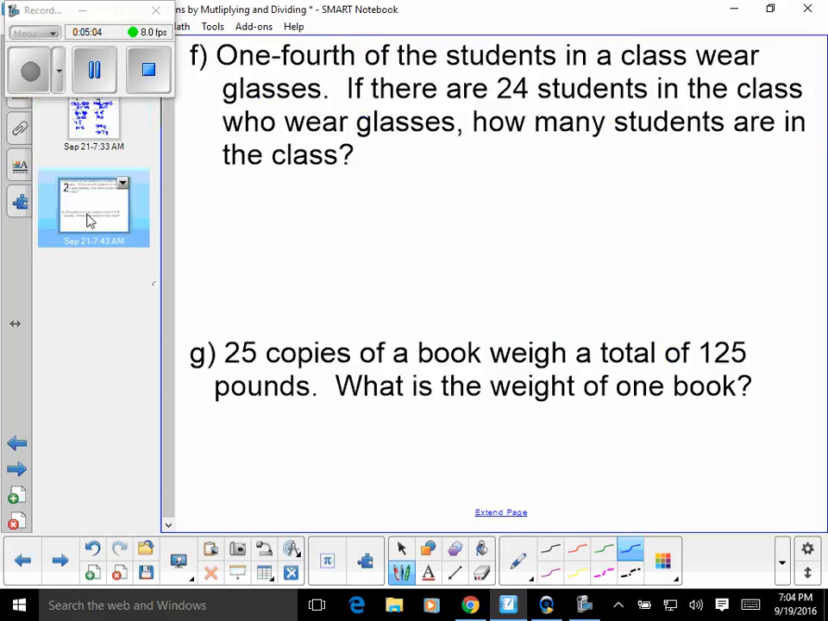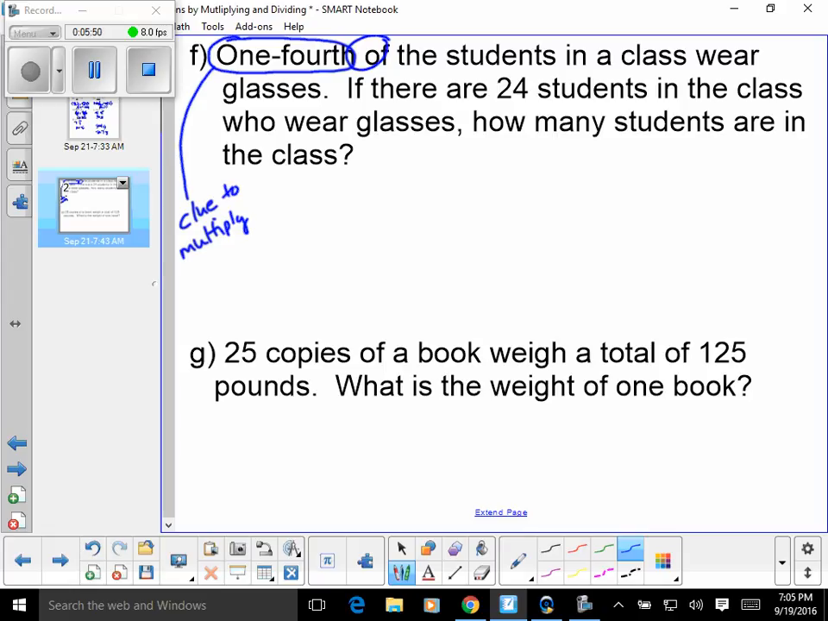Everybody's favorite, story problems. 1/4 of the students in a class wear glasses. If there are 24 students in the class who wear glasses, how many students are in the class? Okay, there are some definite clues that you're going to have to start picking up on. You'll notice that it says 1/4 followed by the word of. That's a clue to multiply. They love to do that, where they just take 1/4 of something. They really want you to multiply by 1/4.